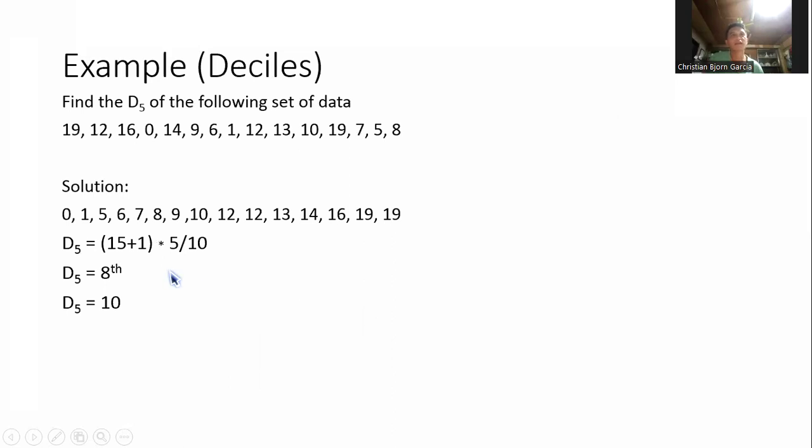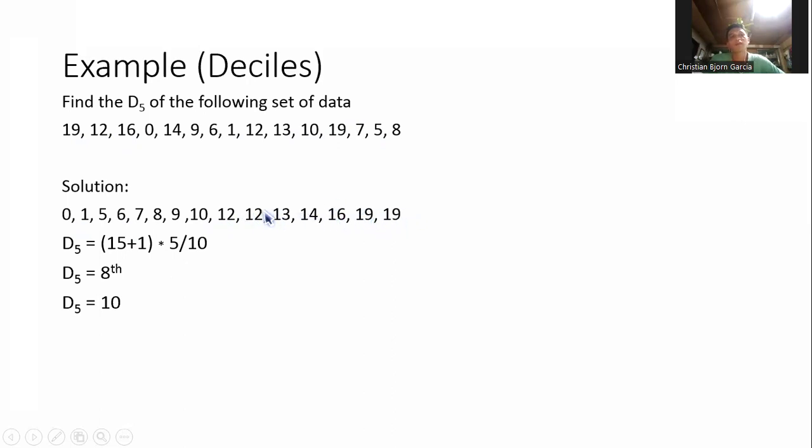Now, an example for deciles. Find the D sub 5 of the following set of data: 19, 12, 16, 0, 14, 9, 6, 1, 12, 13, 10, 9, 7, 5, and 8. Now let's arrange it in ascending order: 0, 1, 5, 6, 7, 8, 9, 9, 10, 12, 12, 13, 14, 16, and 19.